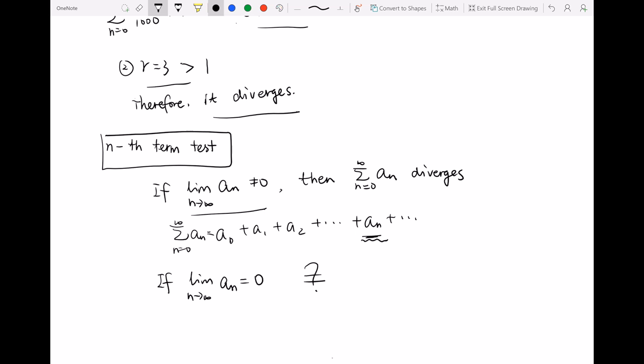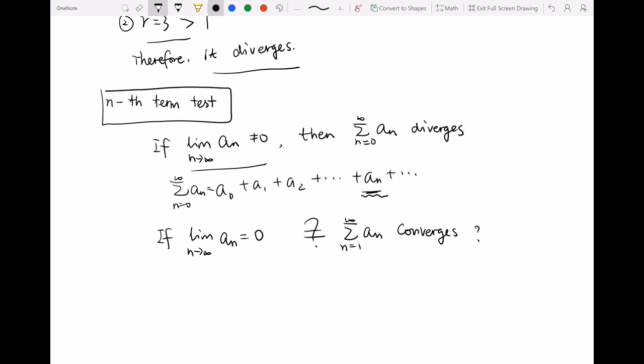Well, my next question is, if the limit as n goes to infinity of an equals 0, does this mean the series converges? If the limit of an equals 0, does this mean the series an converges? Well, we know if the nth term is not equal to 0, then an diverges. But now, what if an equals 0? Does it necessarily mean that the series will converge? Yes or no? Any idea?